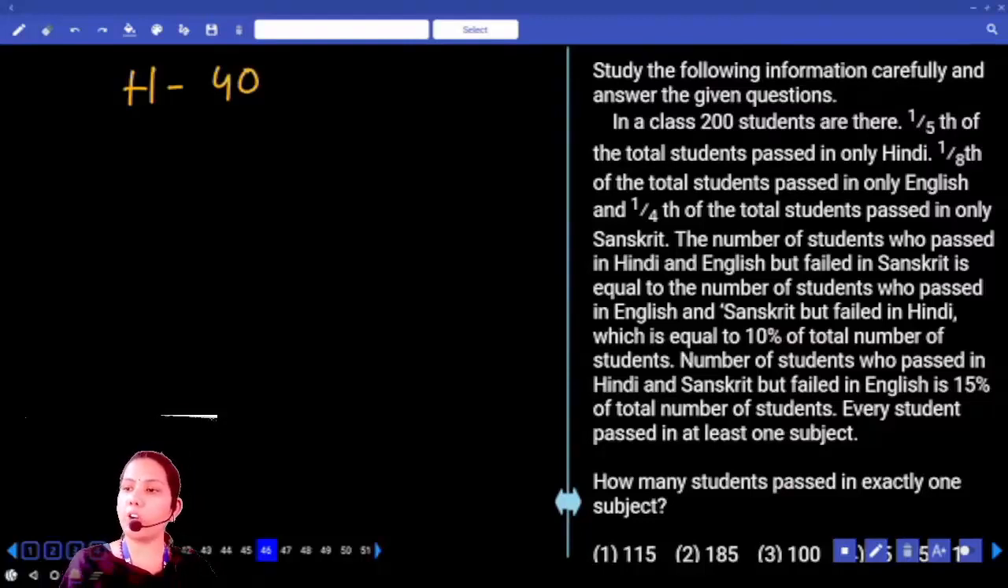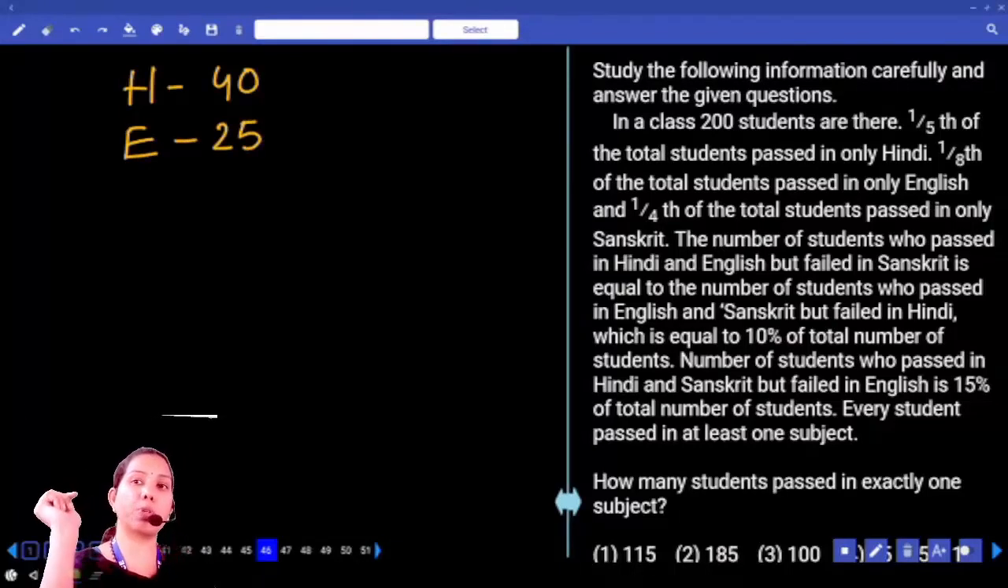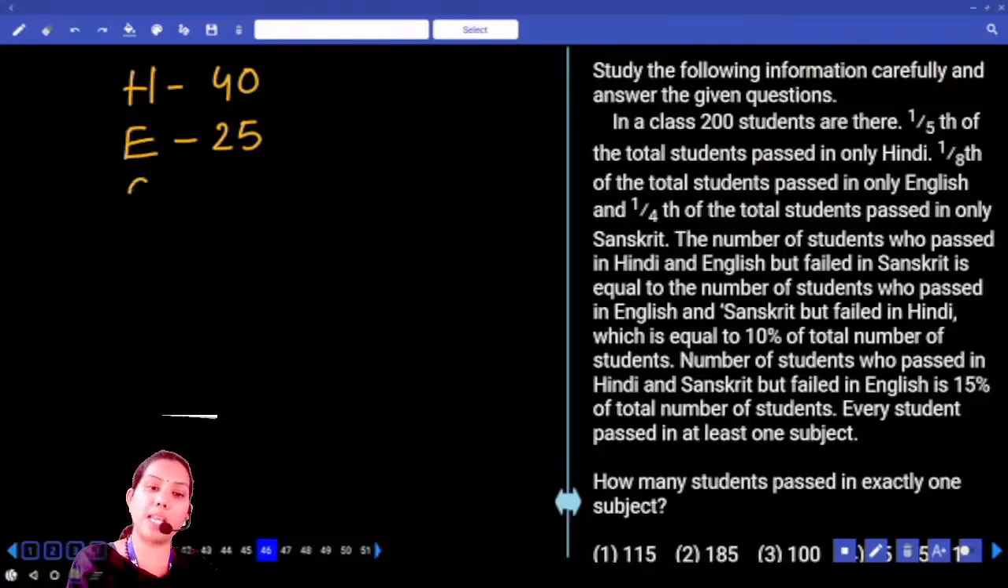And 1/8 of the total students passed in only English. What is the only English value? 200/8 value is 25. And next, 1/4 of the total students passed in only Sanskrit. What is 1/4 value? 50.